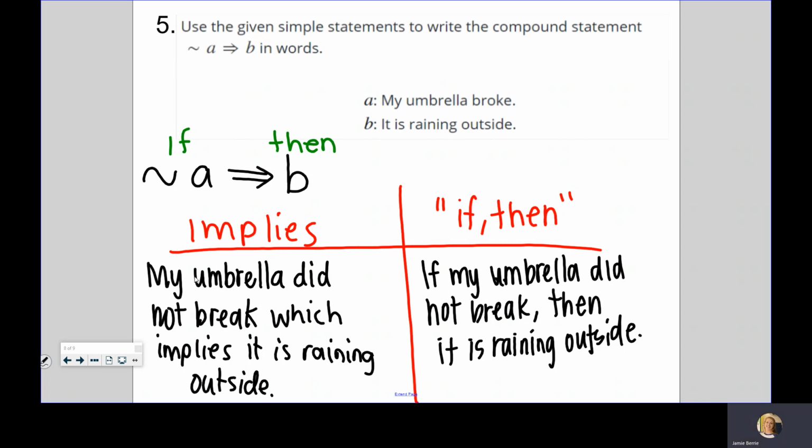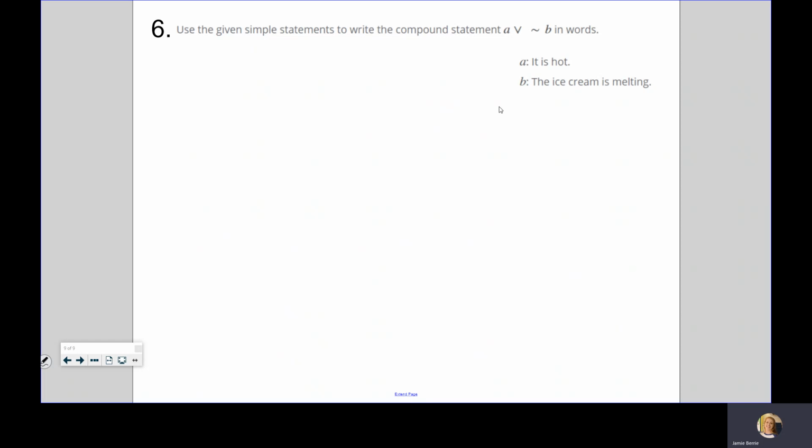All right, so we did an and, we did an implies. The last one we have to do is an or. Oh, and I need to remind y'all about the word or, so we'll do that after we look at this example. Same directions here. Use the given simple statements to write the compound statement, A or not B. Now, they could both be negated, that's fine. We haven't seen any examples like that today, but it's okay if both of the statements are being negated.